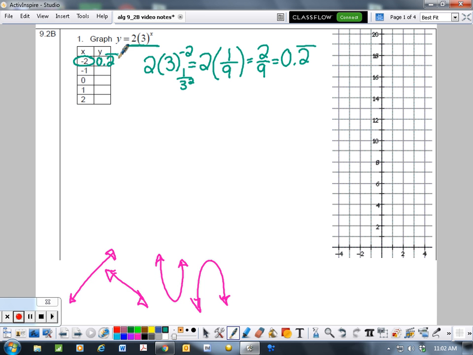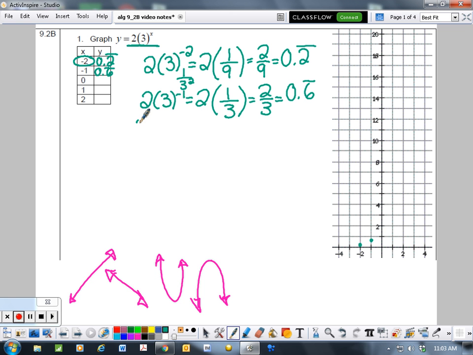So now I'm going to go to my graph. I'm going to go to -2. I'm going to find about 0.2 repeated, so probably right about here. Now I'm going to do 2 times 3 to the -1 power. So this is really 2 times 1 over 3 to the first power, which is really 2/3. When I calculate 2/3, I get 0.6 repeated. So I'm going to put that in my table, which means now I'm going to graph the point -1 and 0.6 repeated.